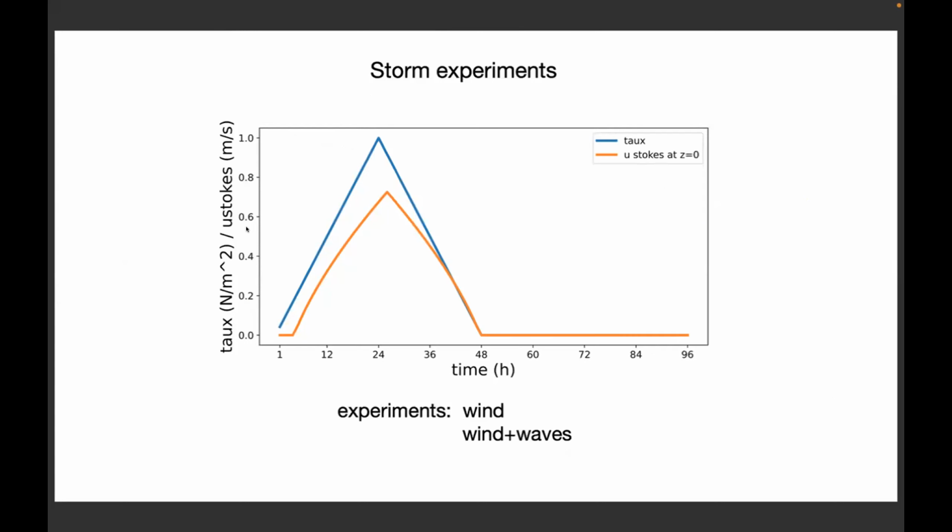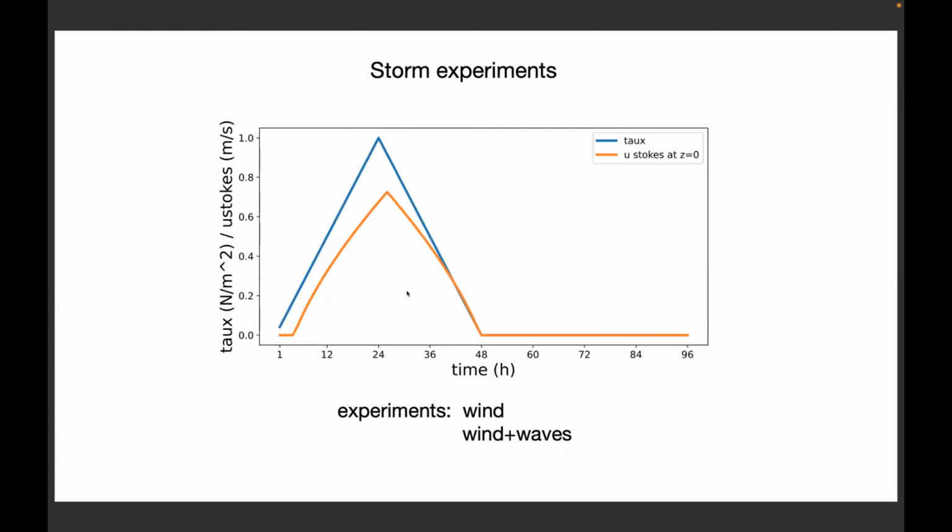Another way to excite a large amount of inertial energy is through storms. This is another experiment, a storm experiment, or an idealized storm, where we just increase the zonal wind stress in the first 24 hours up to 1.0 Newton per square meter, and then we have a linear decrease.